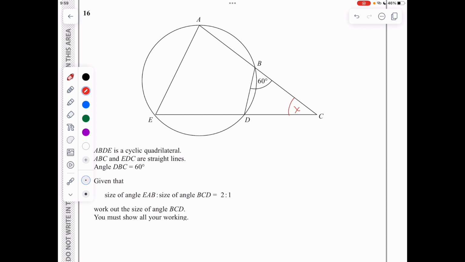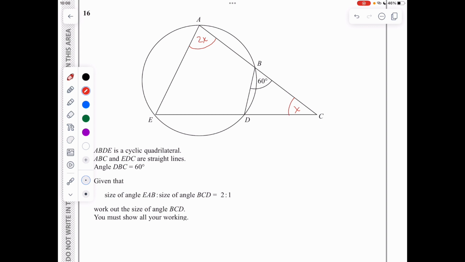I would tend to interpret this as asking for reasons. However, if you look at the official mark scheme, no reasons were required. However, the solution I will be presenting here will indeed include the reasons just for clarity. So I will start by taking into account this piece of information here. If BCD is x, then EAB is double that, so it should be 2x, this angle here.